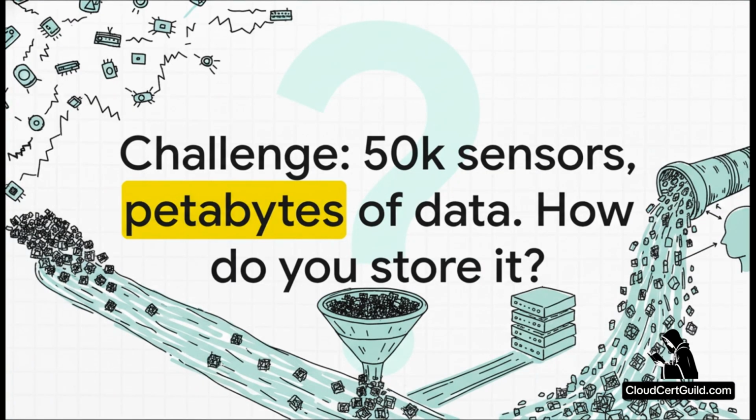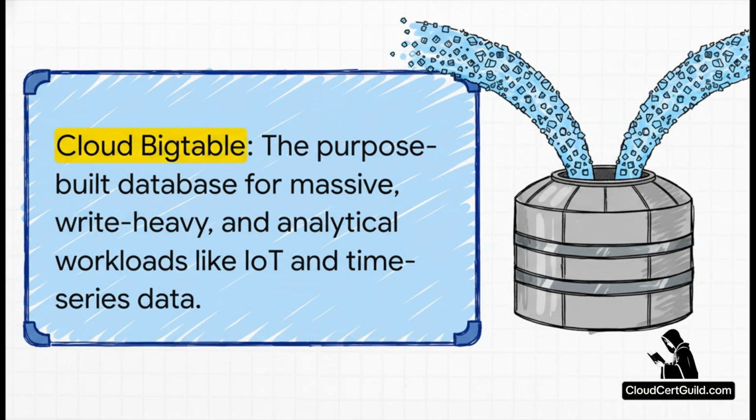Okay, so picture this. This is a classic big data problem. You've got a massive, constant stream of incoming data, what we call time series data. Every single second, 50,000 new data points are flooding in. You're not just storing data here, you are literally drinking from a fire hose, and you need to be able to analyze it fast. For this kind of heavy-duty industrial-scale workload, our champion is Cloud Bigtable.